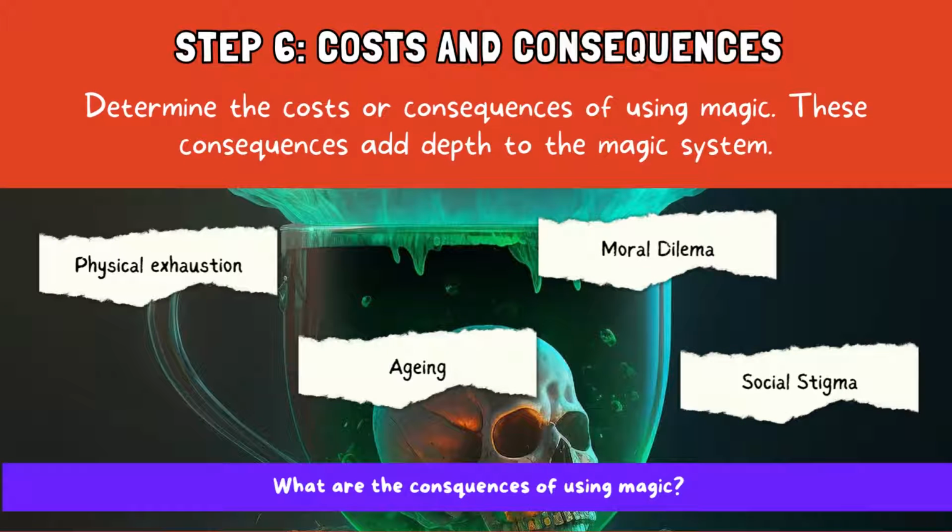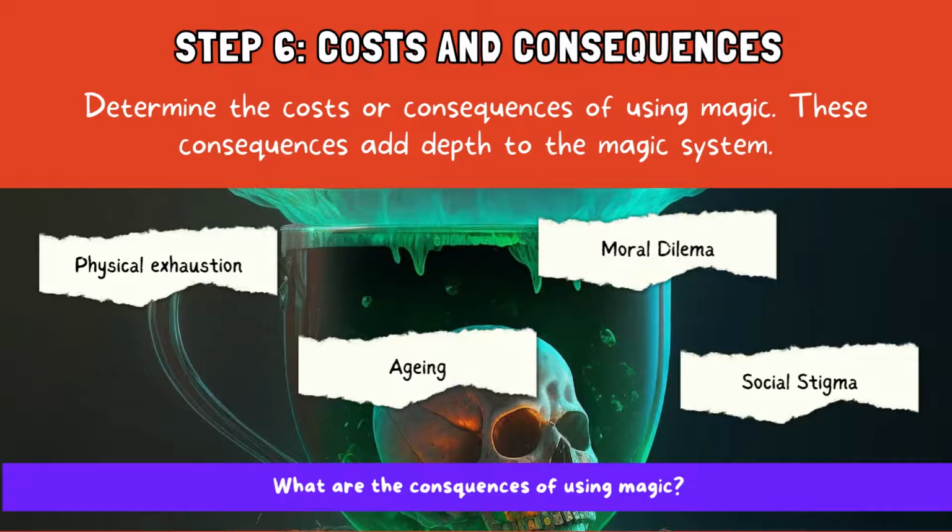Step 6. Determine the costs or consequences of using magic. This could include physical exhaustion, aging, moral dilemmas, or societal stigma. Consequences add depth to the magic system. Overpowered magic is boring. Costs create meaningful decisions and prevent magic from solving everything instantly.